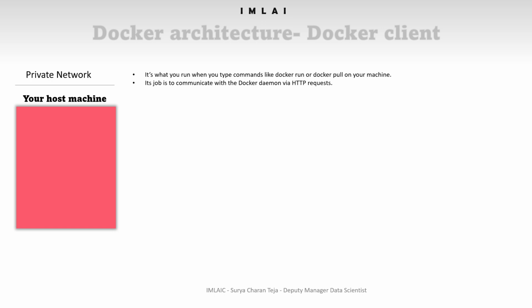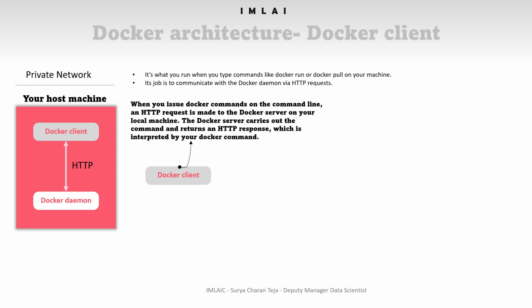So this is your host machine, and as usual, we have seen this diagram. Your host machine is split into two components, the Docker client and the Docker daemon, and both communicate using the request and response architecture of HTTP and the RESTful API. So this is your Docker client. When you issue Docker commands on the command line, an HTTP request is made to the Docker server on your local machine. The Docker server carries out the command and returns an HTTP response, which is interpreted by your Docker command. So how is that interpreted?